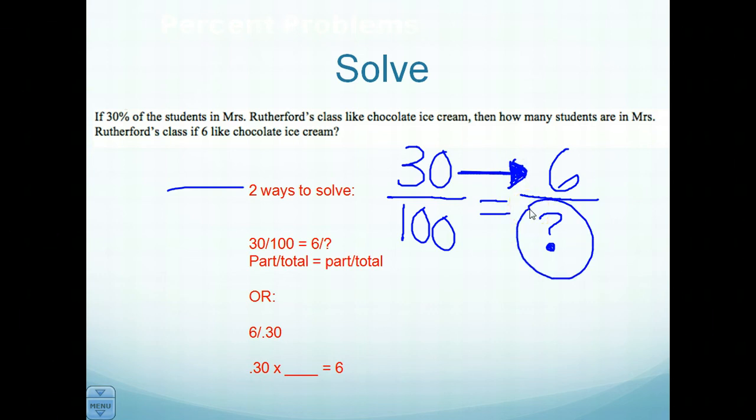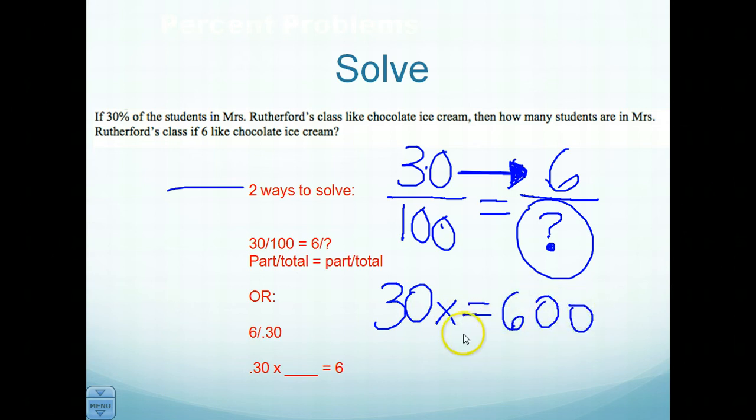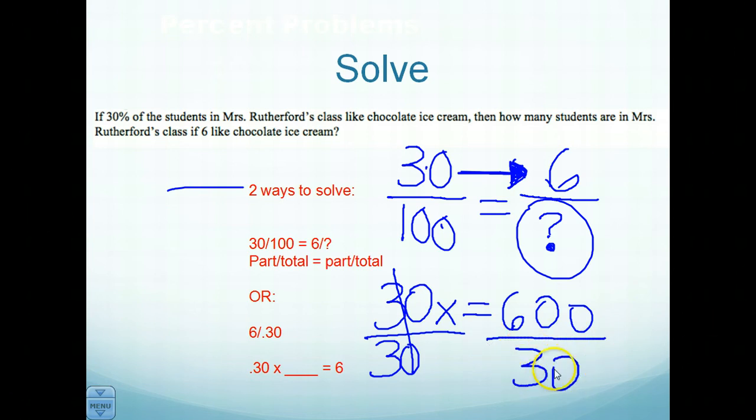In order to find this, something you're going to learn is that cross products are always equal. 30 times blank equals 6 times 100. So you write it like this. 30x, we don't know x, 30 times x equals 6 times 100, which is 600. And then we need to divide out the 30. 30 divided by 30 is 1, and we're left with x. And whatever you do to one side, you do to the other side. You divide this side by 30 as well. And the answer is 20.